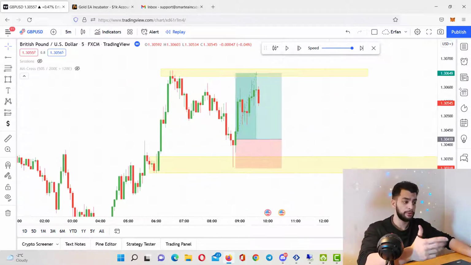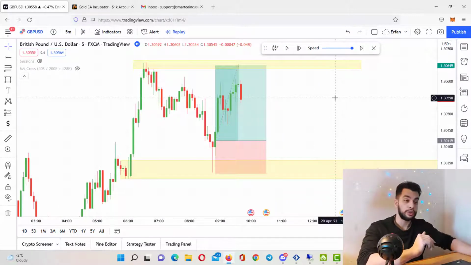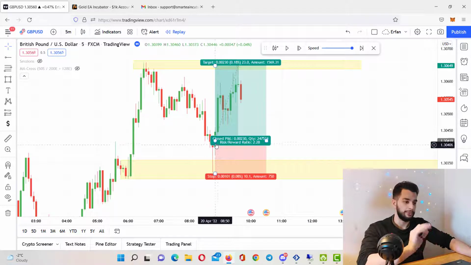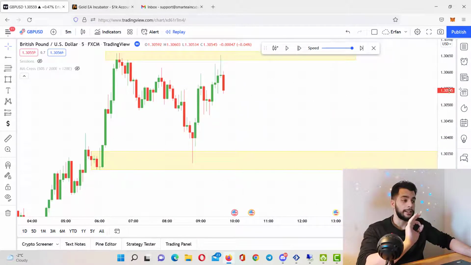But if I wanted to leave a runner, I would have taken better trades with higher risk to reward ratios. So like this one exactly. It's a beautiful one, guys. I really like it. And this was GBPUSD.